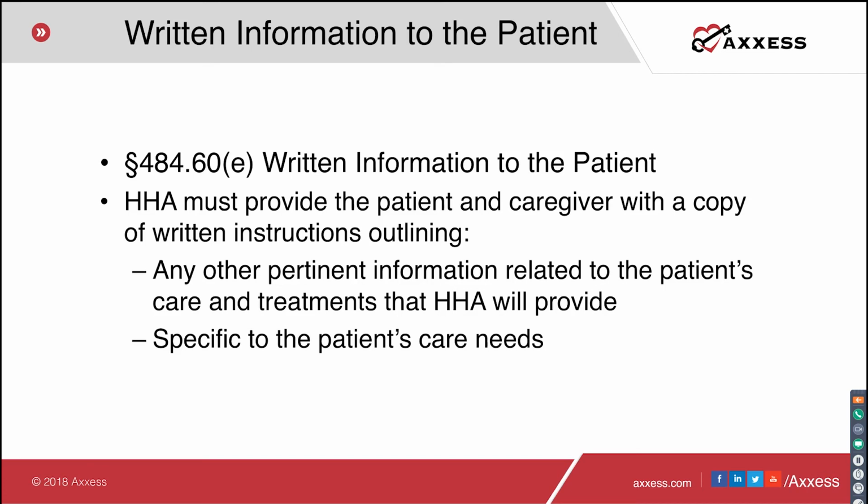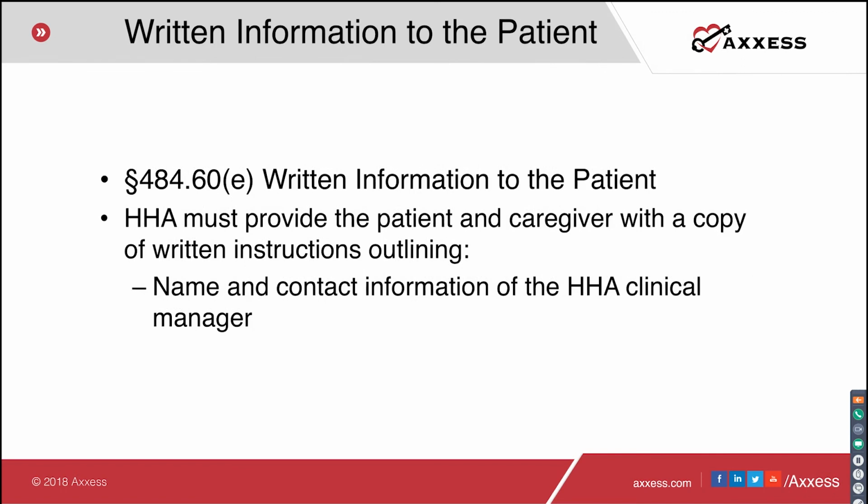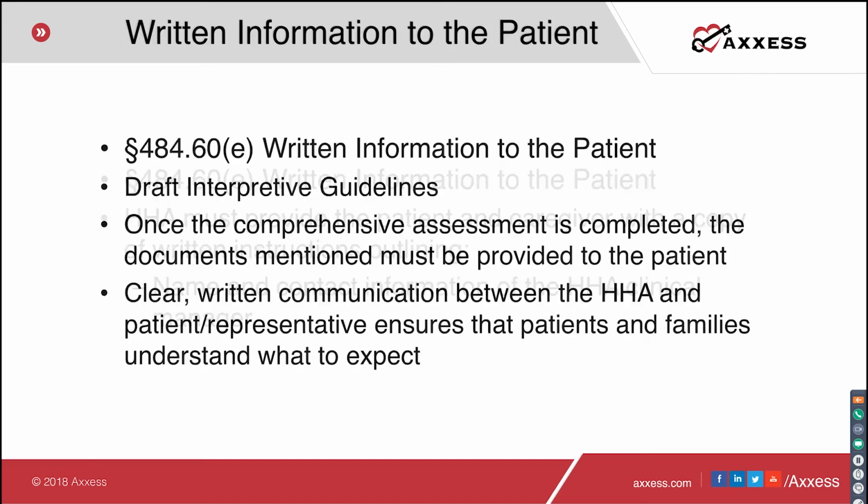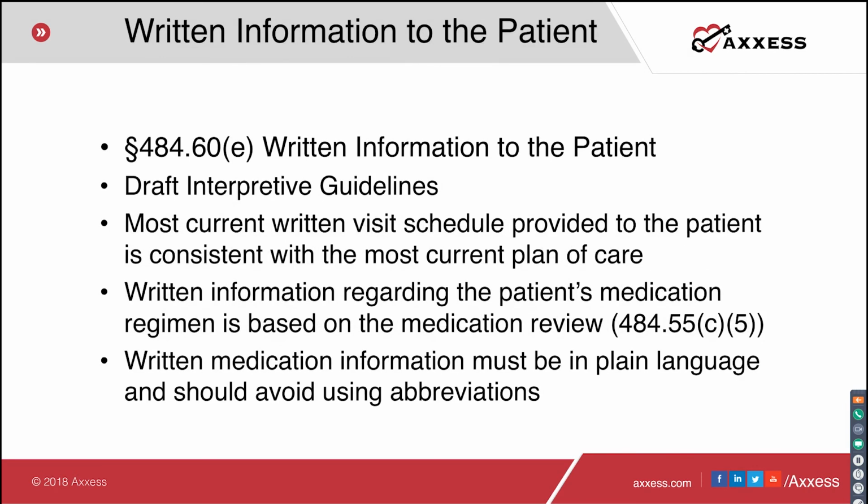We must also provide the patient and caregiver with a copy of written instructions outlining the name and contact information of the agency's clinical manager. Now, some agencies may only have one clinical manager. Some of the larger agencies may have several. But what we see in the draft interpretive guidelines is that once that comprehensive assessment is completed, the documents mentioned have to be provided to that patient, and there has to be clear written communication between the agency and the patient representative that ensures that the patients and families understand what to expect. That's the whole reason for the written information, that they can refer back to this written information and know who's supposed to come and what they're supposed to do and understand fully what their treatment is.